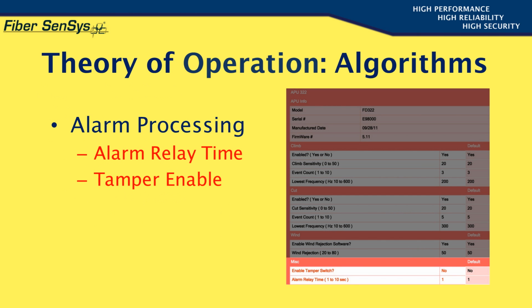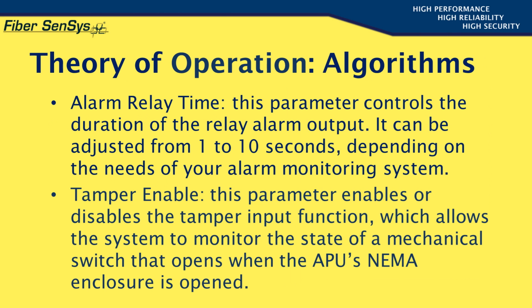The last two parameters aren't really alarm processing controls, but they are related to the alarm outputs. They are listed in the miscellaneous area of the parameter table. These two parameters are alarm relay time and tamper enable. The alarm relay time parameter controls the duration of the relay alarm output. It can be adjusted from 1 to 10 seconds, depending on the needs of your alarm monitoring system.